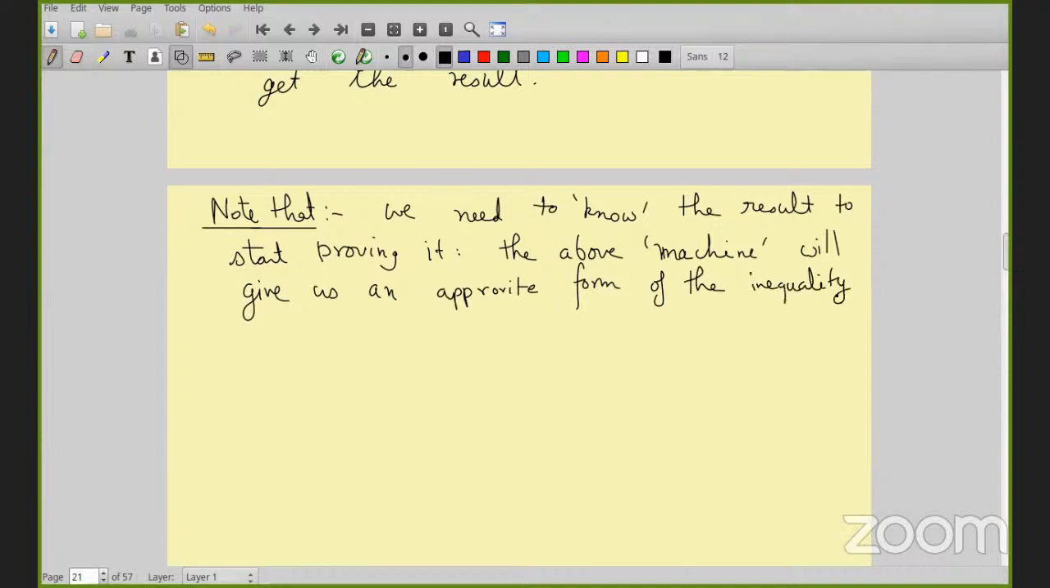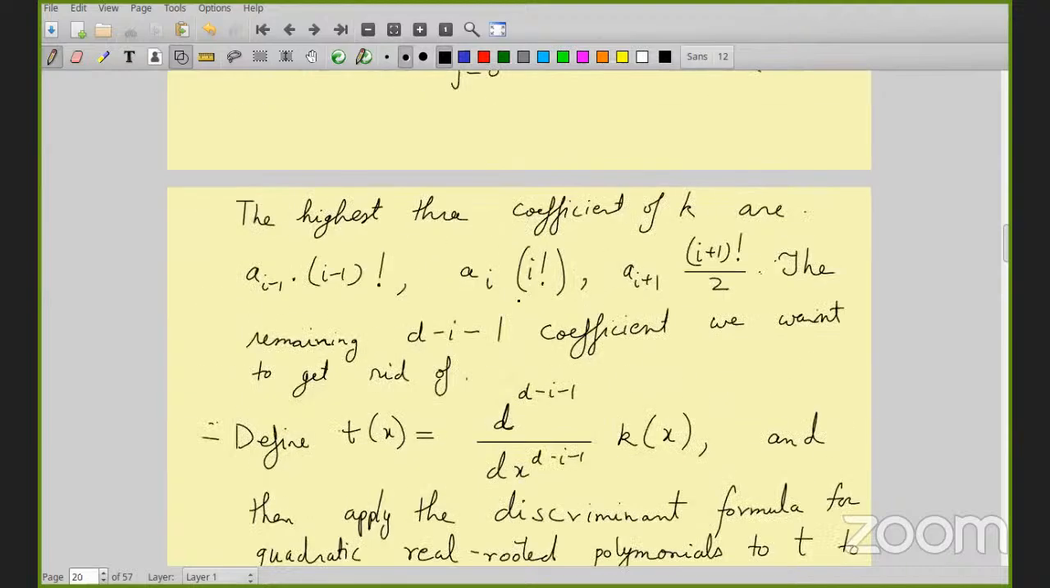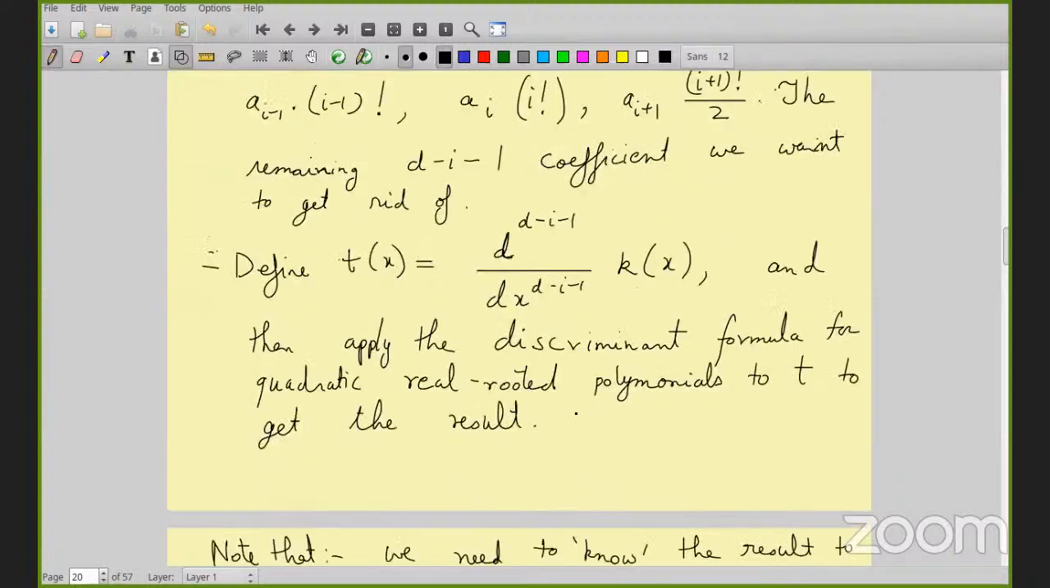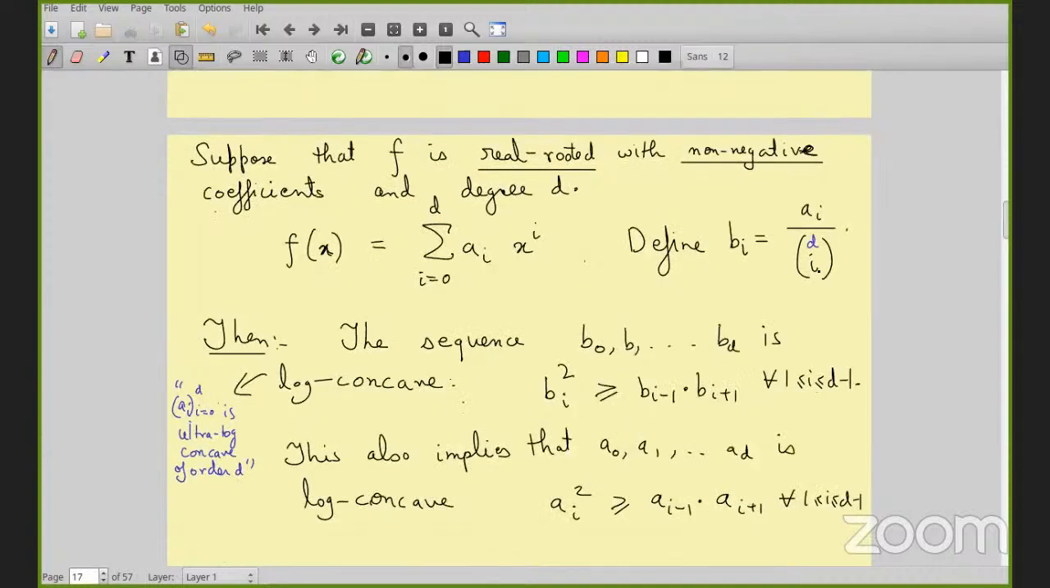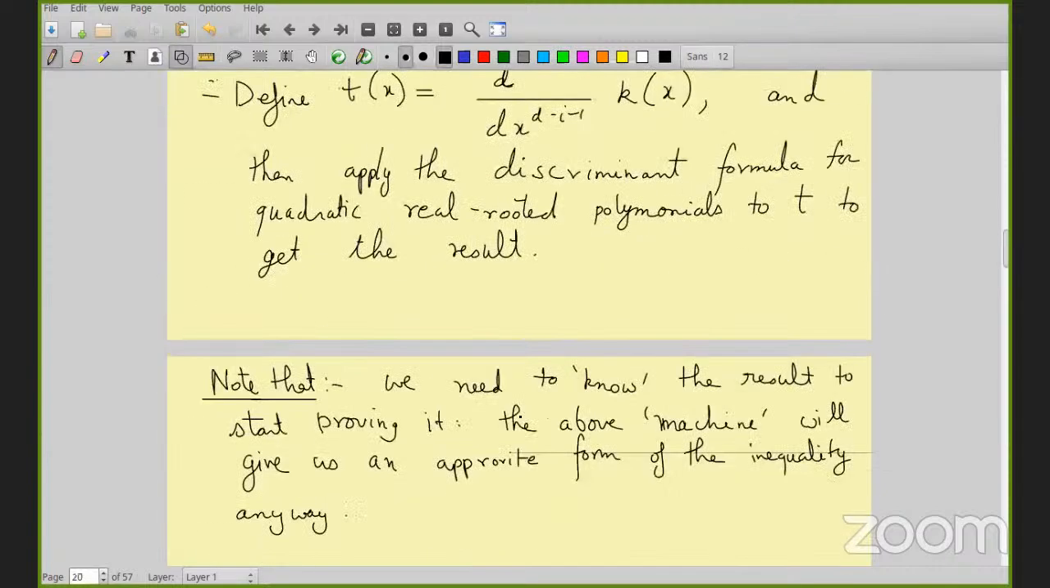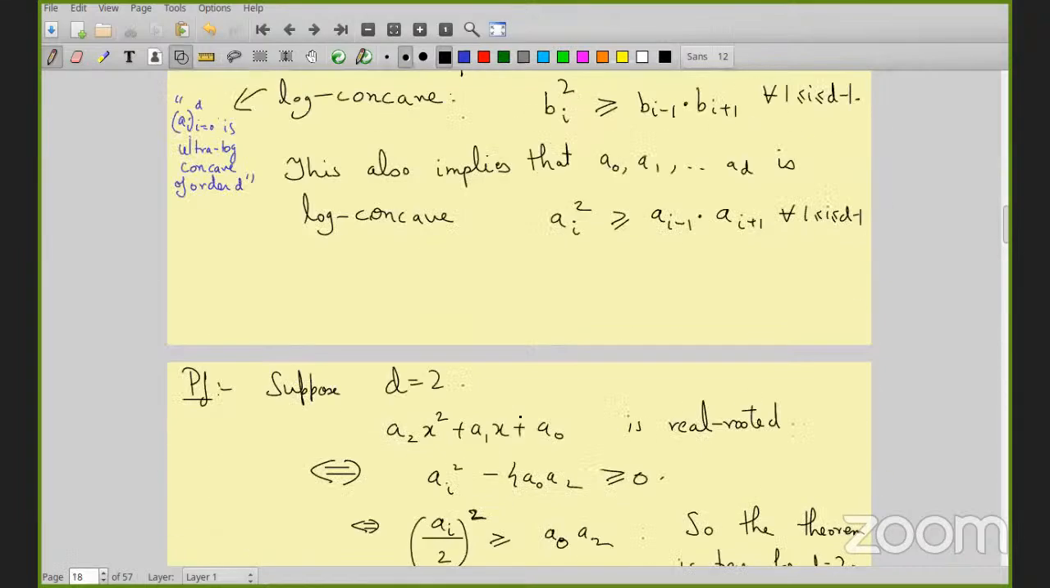The exact calculation of doing this, I'll just leave to you instead of chasing the indices. But the point is that this machine is just going to give you the answer anyway, even if you didn't know it. And at this point, you can even say what that answer would be. That answer will involve saying that a_i squared times some c_i squared, where c_i is just a function of i, is bigger than a_{i-1} times a_{i+1}. And all the inequality is telling is that this c_i is exactly this kind of ratio of binomials.